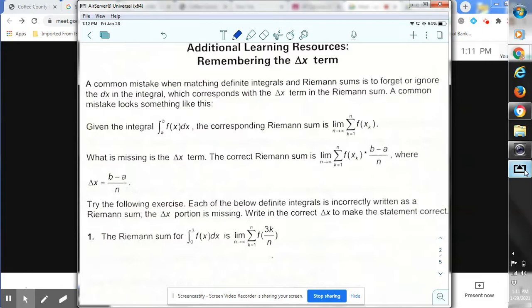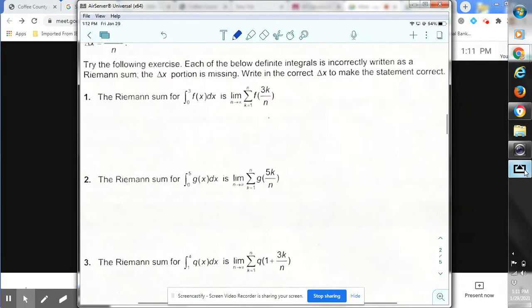So we have the integral from a to b of f of x dx, and then someone says it corresponds to the limit as n approaches infinity from k equals 1 to n of f of x sub k. So that's just multiplying by the height and not multiplying by the width. So what is missing is the delta x term. The correct Riemann sum would be the next one, where you multiply by the delta x, b minus a over n.